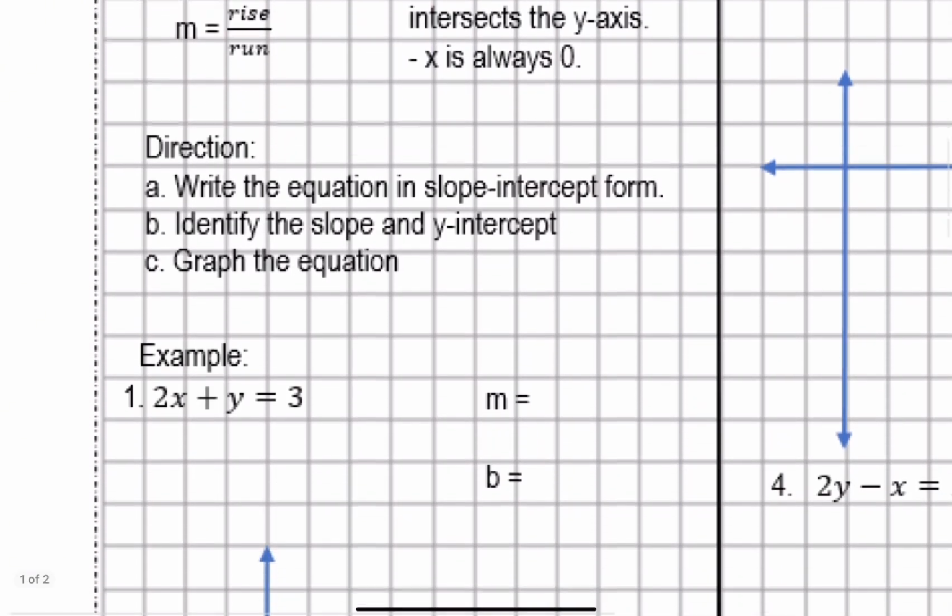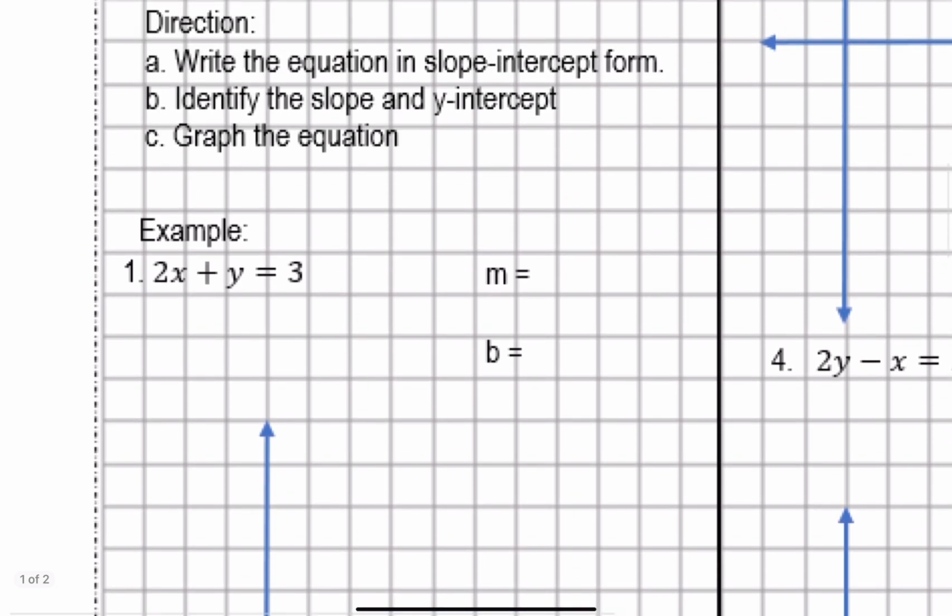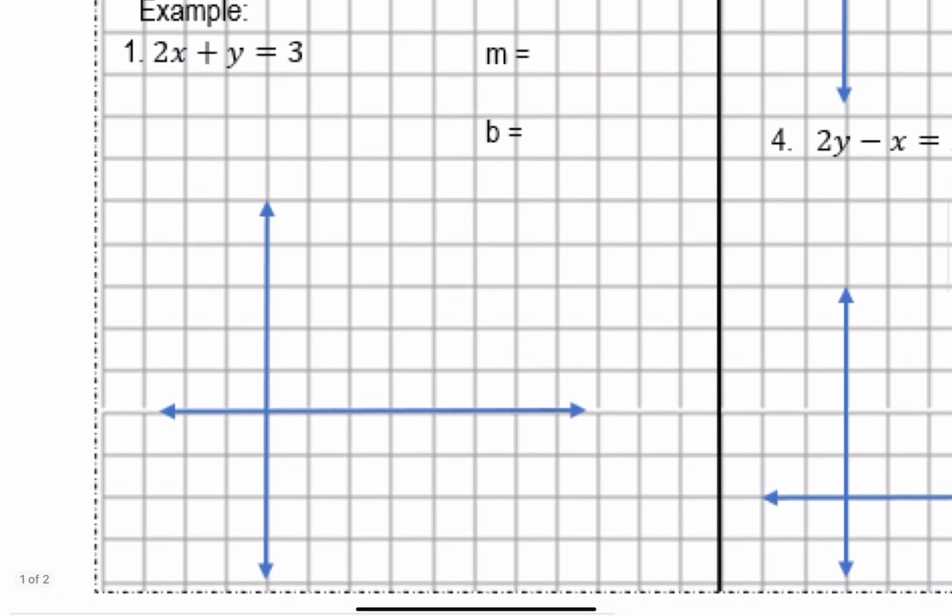Okay, so for example number 1, the direction is write the equation in slope-intercept form, identify the slope and y-intercept, and then graph the equation. So for number 1, we have 2x plus y is equal to 3. Again, class, we have to make it in the form of slope-intercept form where it's y is equal to mx plus b. In this first example, is this in the form of slope-intercept form?